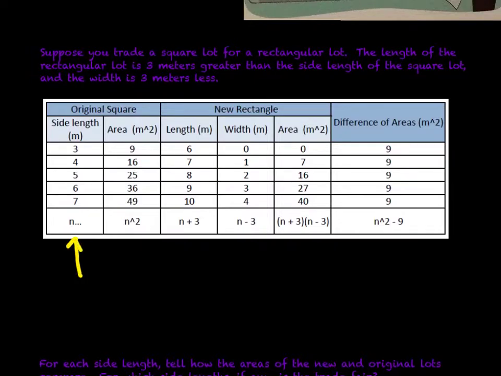Here is one situation. So we have the original square lot. If we look at it, we have side lengths that are 3, 4, 5, 6, 7, and then a very generalized one of what if it was any length. Based on that information, we're able to create areas. So we have 3, if it's a square, we're going to say one side times itself, which is squaring it. So 3 squared equals 9, 4 squared equals 16, 5 squared 25, and so on. And we end up with that very generalized equation, n squared.